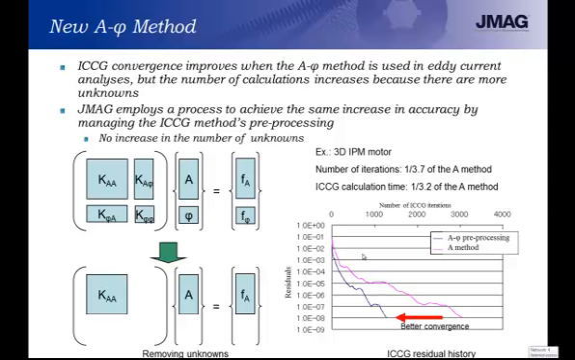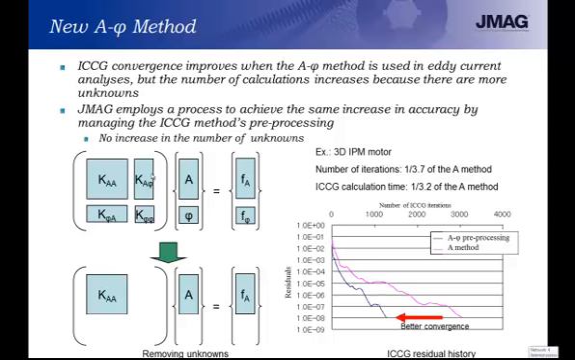JMAG also has a new A-phi method. ICCG convergence improves when the A-phi method is used in eddy current analyses, but the number of calculations increases because there are more unknowns. JMAG employs a process to achieve the same increase in accuracy by managing the ICCG method's pre-processing, which reduces the number of unknowns.